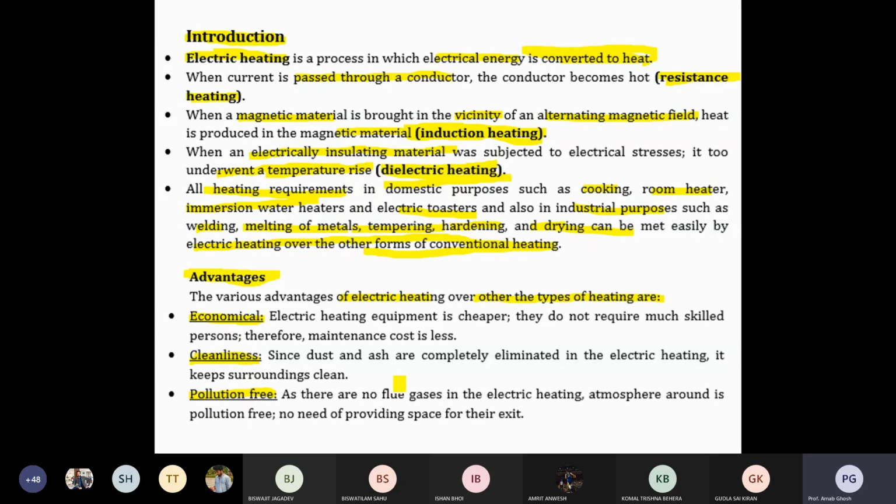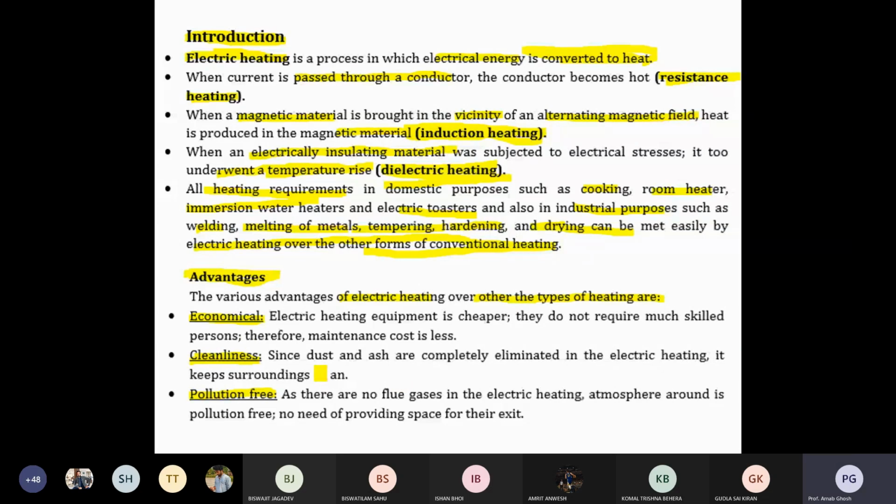Next point is electric heating of non-conducting material. Heating of non-conducting materials such as wood and porcelain is possible only through electric heating. Non-conducting material is not possible to heat with the conventional method. So you have to depend upon the electrical heating method. Better working conditions: no irritating noise.